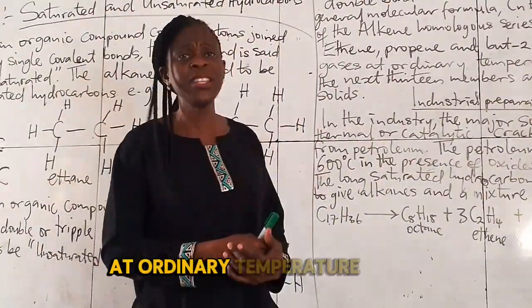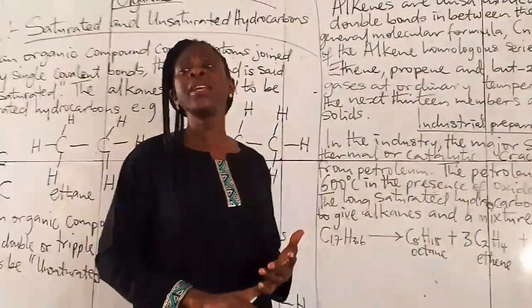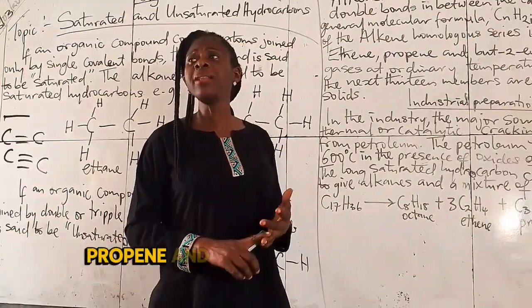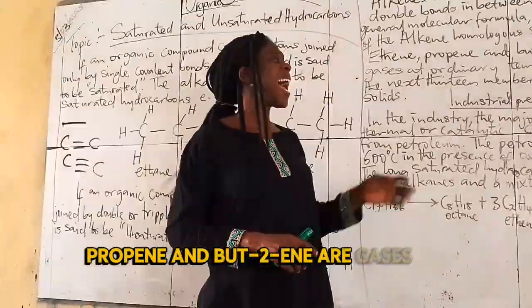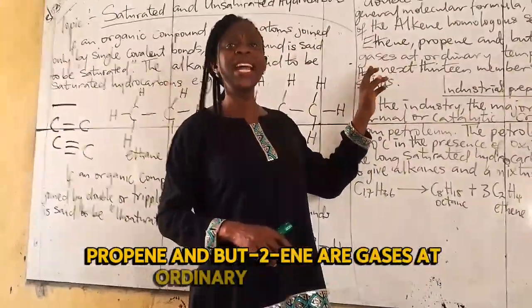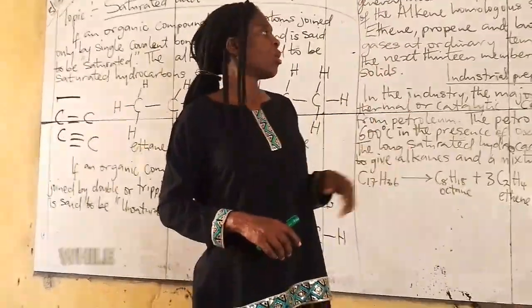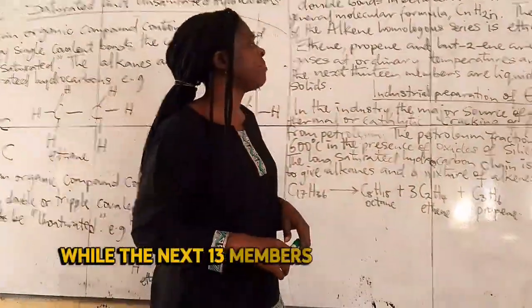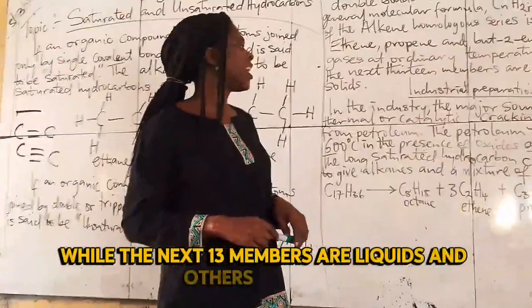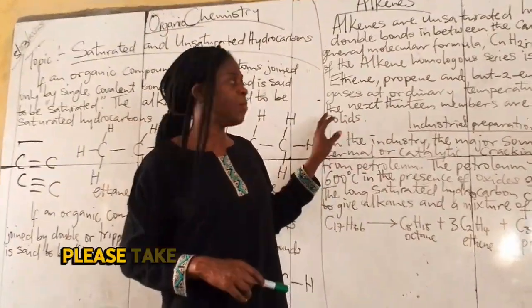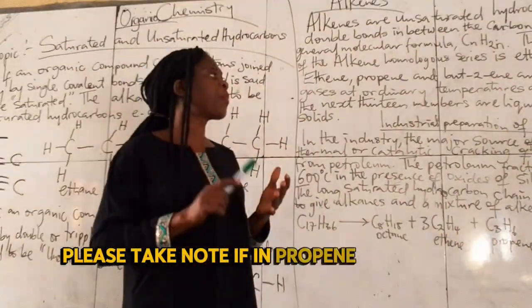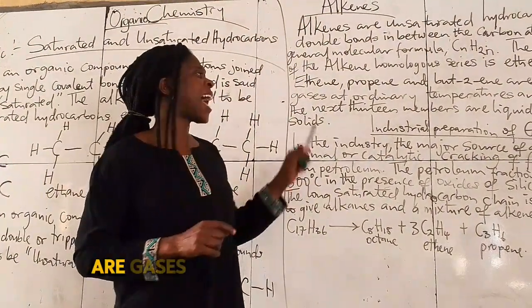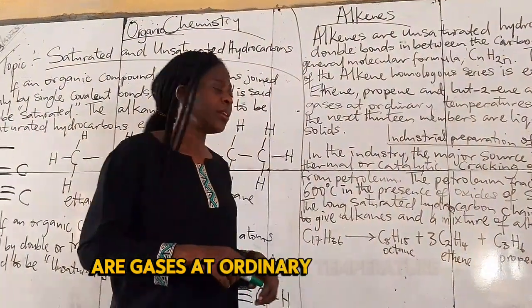At ordinary temperature, ethene, propene, and butene are gases, while the next 13 members are liquids and others are solid. Please take note. Ethene, propene, and butene are gases at ordinary temperature.